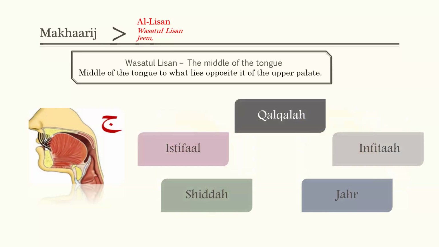Okay, so the middle of the tongue to what lies opposite of the upper palate, that's the articulation point. And it is a shidda letter. The articulation point is closed, and the articulation points are colliding with force. Aj. Because of that, there's a qalqala, we are hearing the jim because with the qalqala, this is sakina. And then it's a letter of istifal. That means the back of the tongue is not raised. And obviously, if it's istifal, it's infitah.